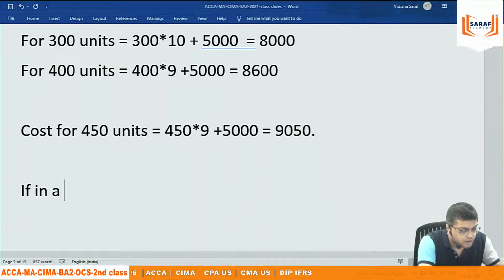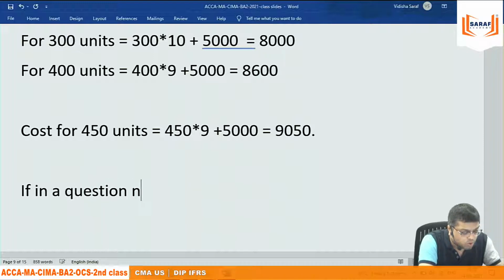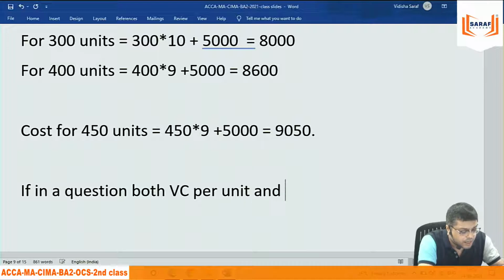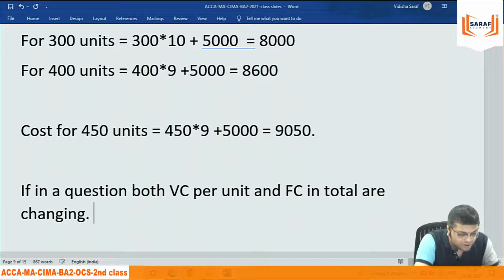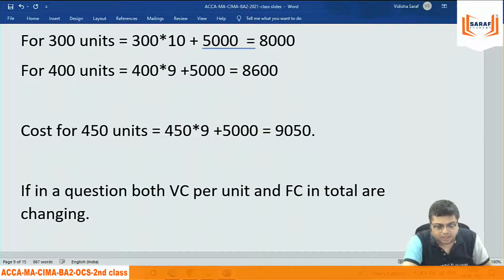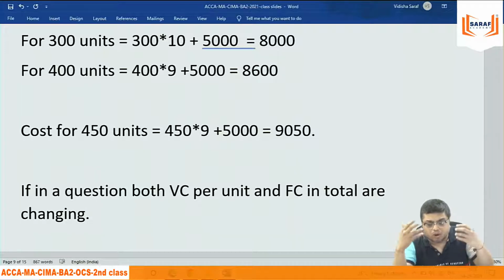If in a question both variable cost per unit and fixed cost in total are changing, it may be. They have to give the information, though it is difficult to make that information. I will be using pure mathematics. I will not be going into costing.